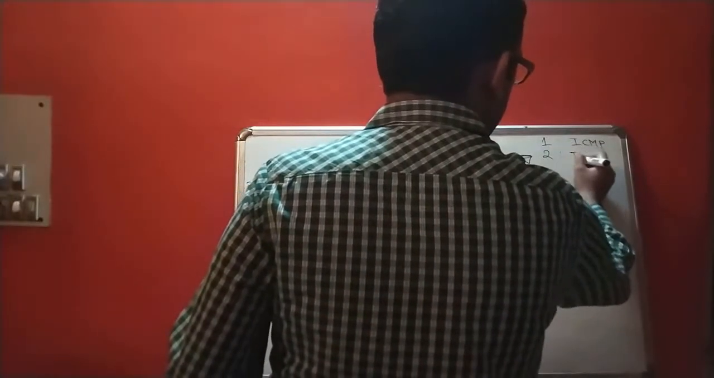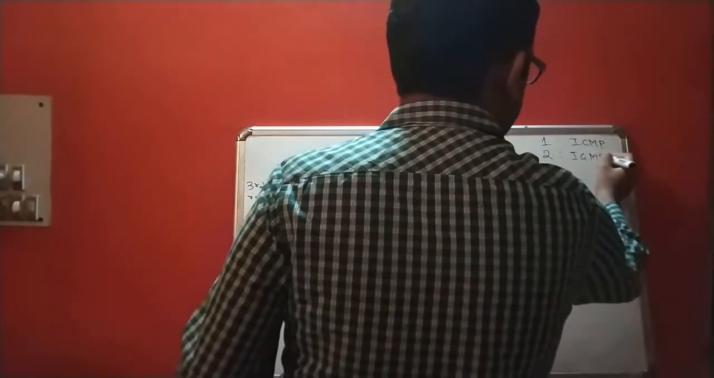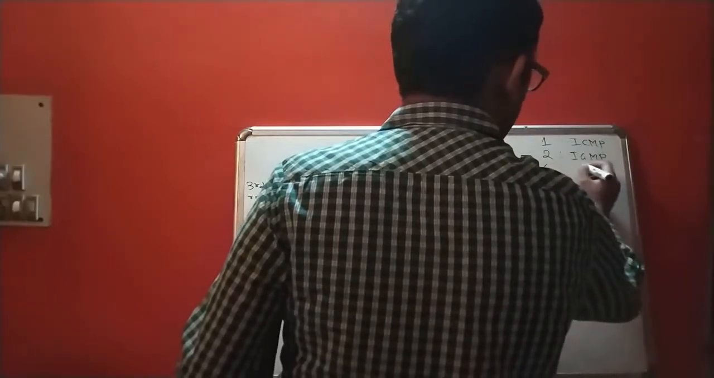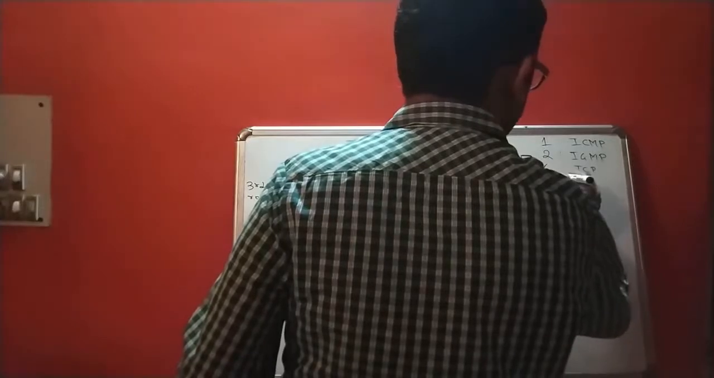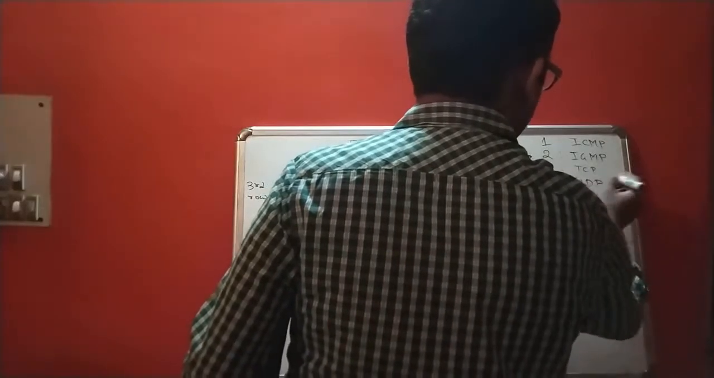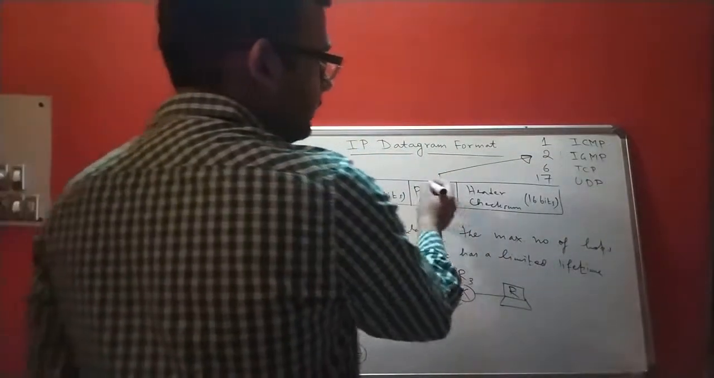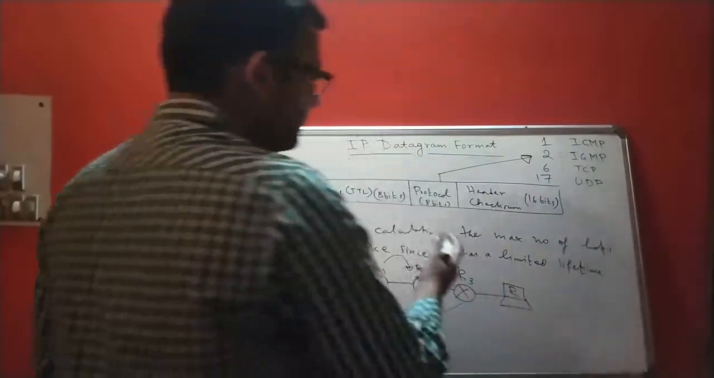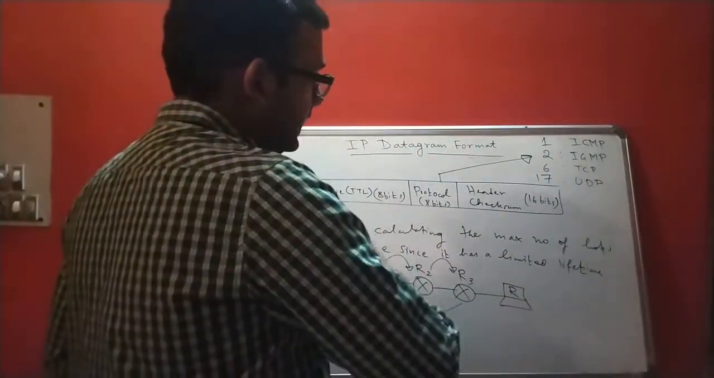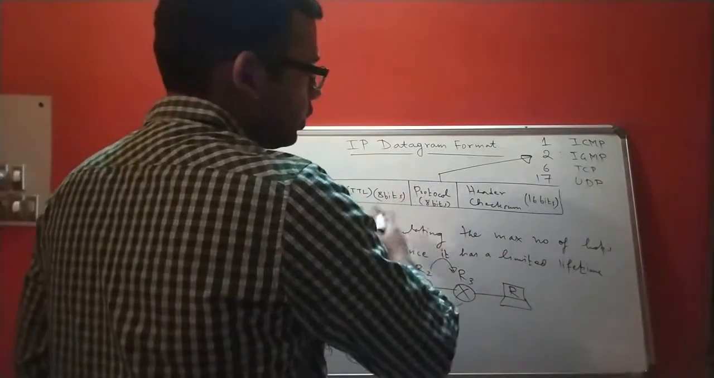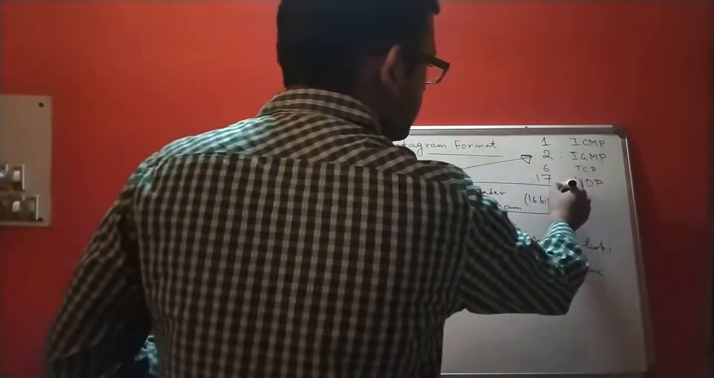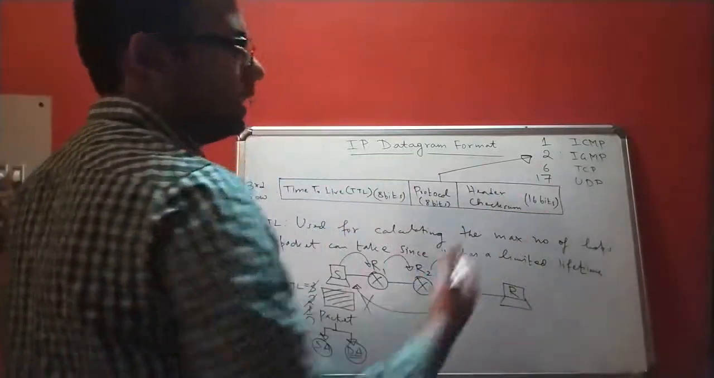A value of 2 would refer to the protocol IGMP. A value of 6 would refer to the protocol TCP, and a value of 17 would refer to the protocol UDP. So depending on one of these values, it will denote the intended protocol at the receiver end, so that the transmission process can be carried out successfully.